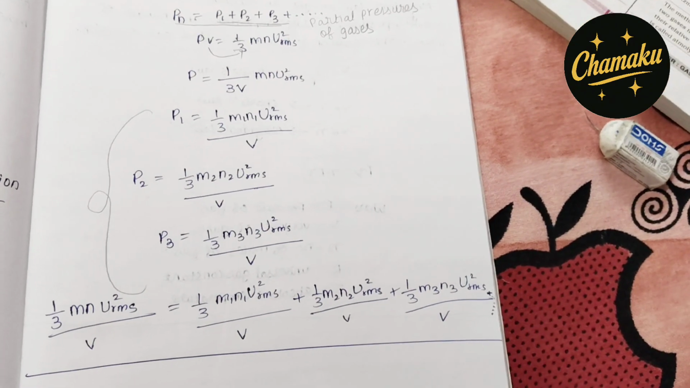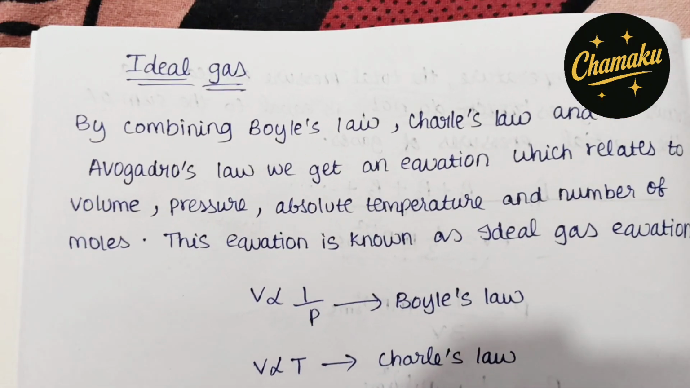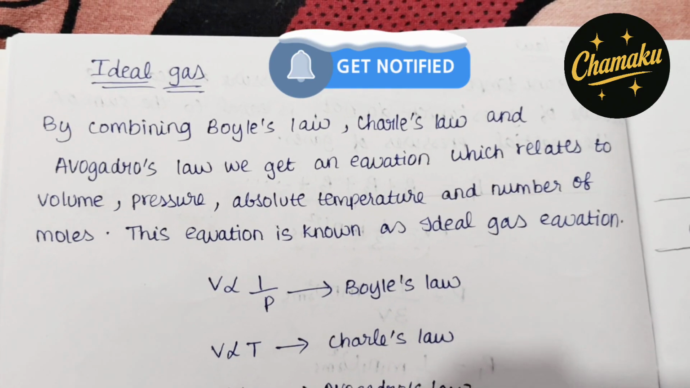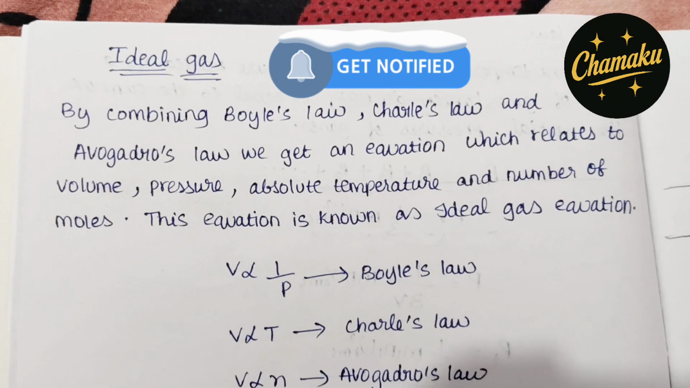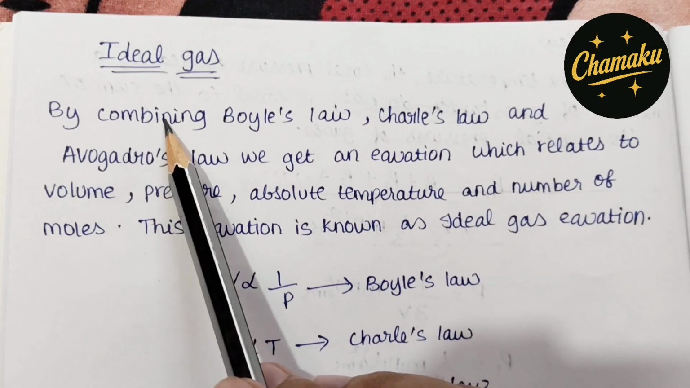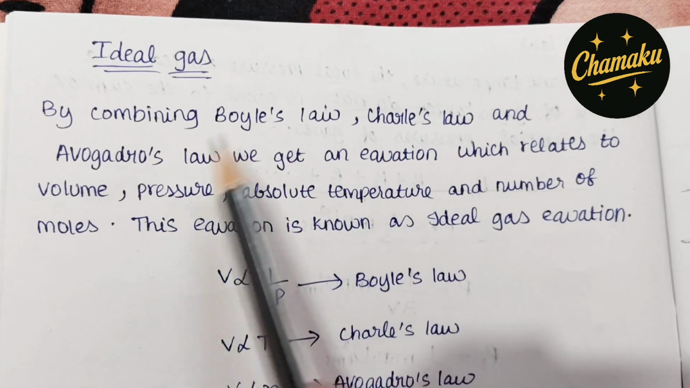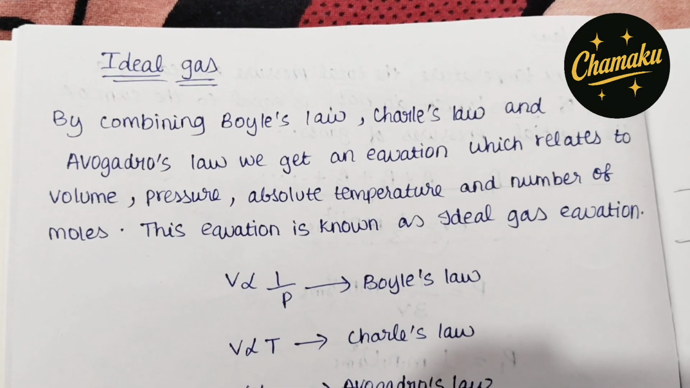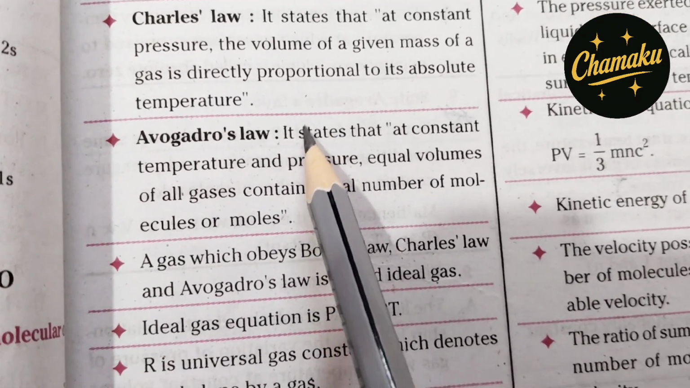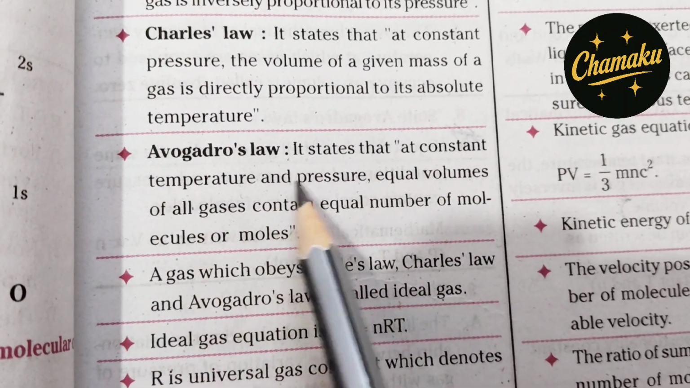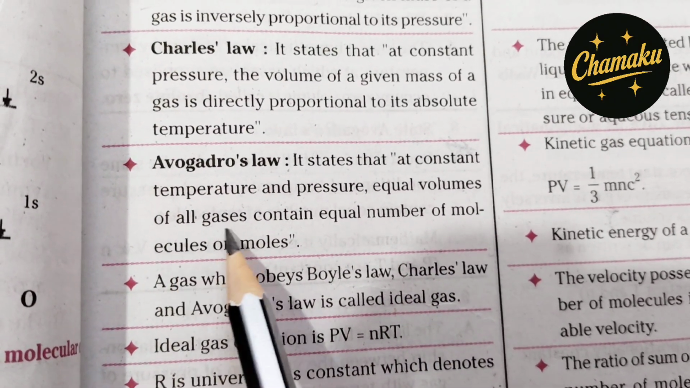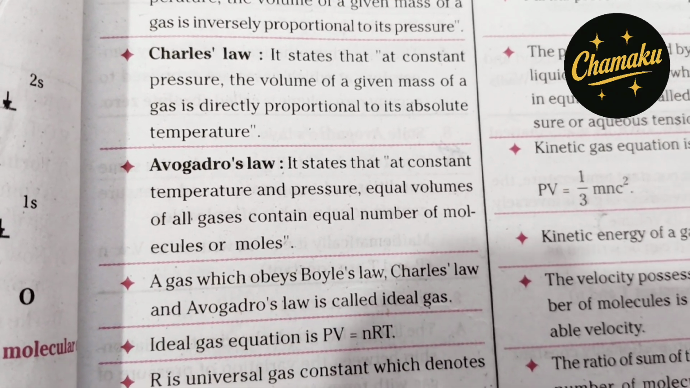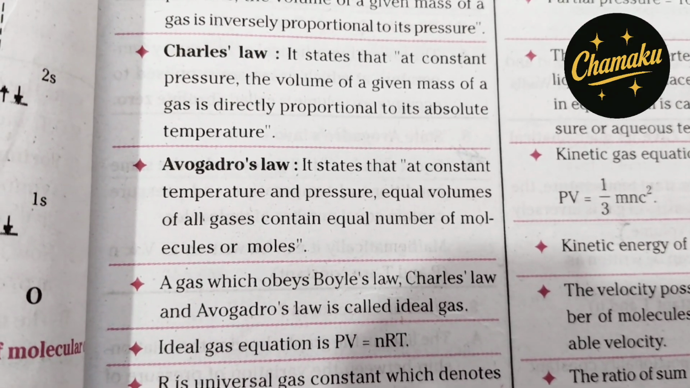Okay, that's it. Now coming to the last and easiest answer of this chapter, that is, what is the ideal gas equation? So what is an ideal gas? By combining Boyle's law, Charles' law and Avogadro's law. Before going to the answer, let's learn what Avogadro's law is. So what is Avogadro's law? It states that at constant temperature and pressure, equal volumes of all gases contain equal numbers of molecules or moles. Okay, this is known as Avogadro's law.